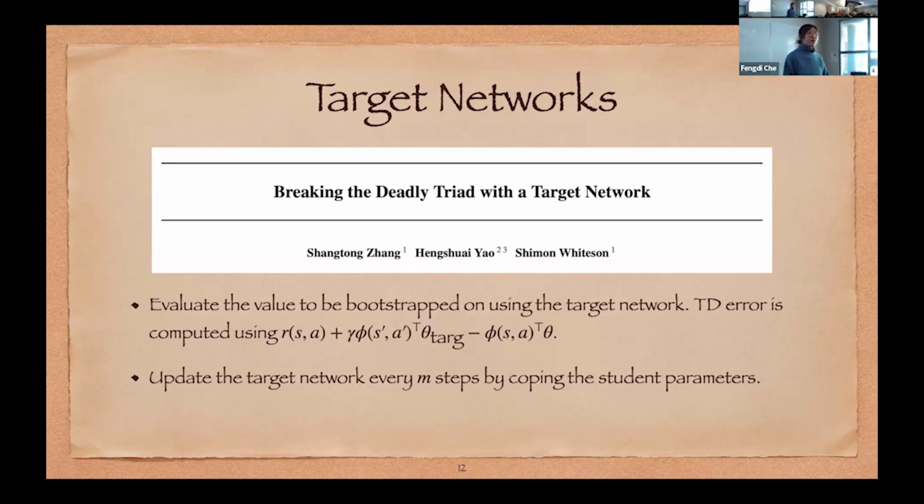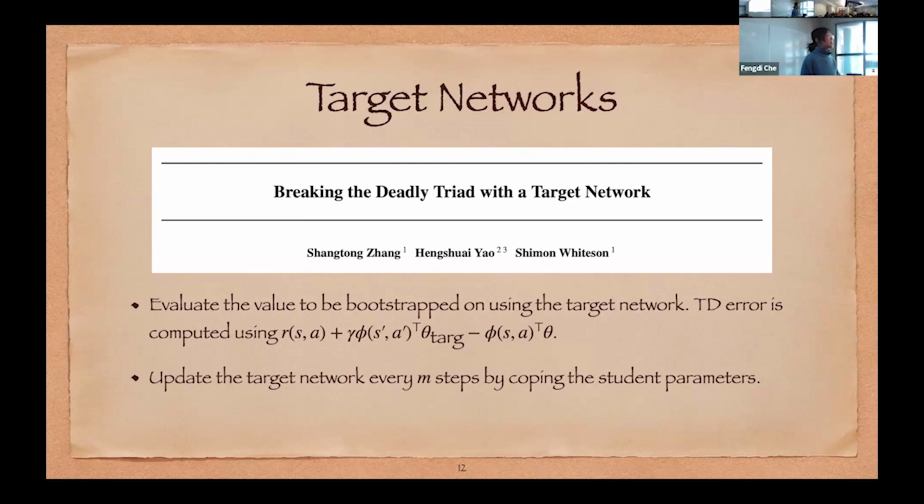And what is it? I mentioned that we use bootstrapping. Bootstrapping means we use value estimations for other state-action pairs. And here with the target network, we evaluate those bootstrapping values using a new target parameter, instead of the original parameter, which we call the student parameter. So basically, in the temporal difference value, some part is switched to the target parameter, and that's the only difference. And how are we going to update this new target parameter? It will be initialized the same as the student parameter, and it will be updated every m steps by directly copying the student parameter.